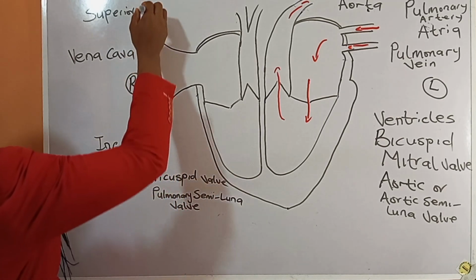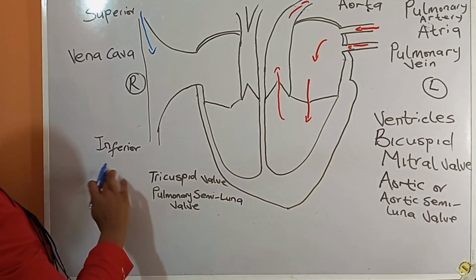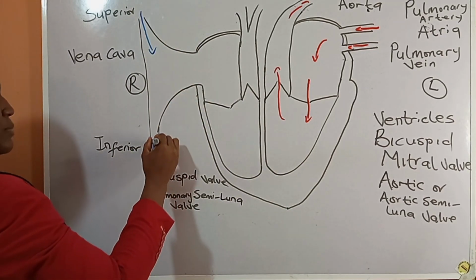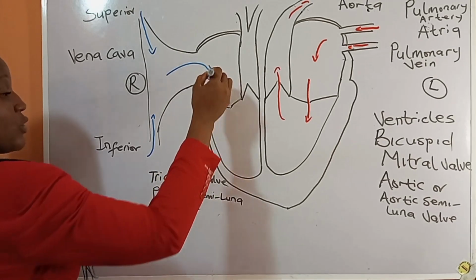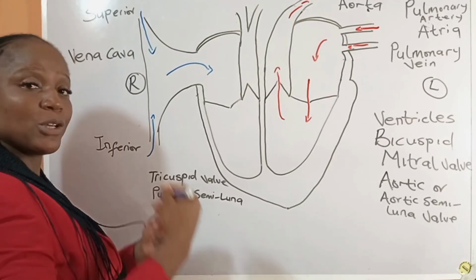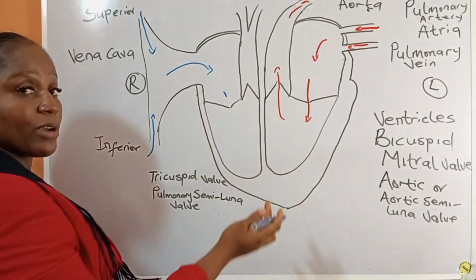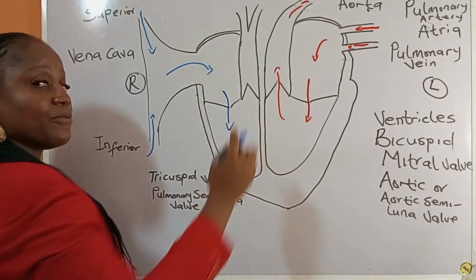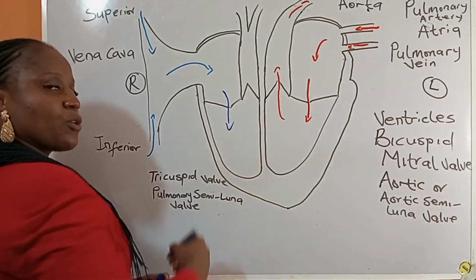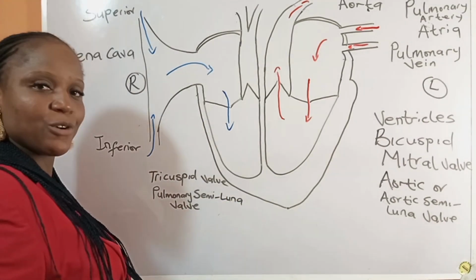The superior vena cava brings blood from the top part of the heart, and the inferior vena cava drains blood from the bottom part of the heart, and then the blood empties. We usually represent the deoxygenated blood with blue color. The blood empties into the right atria, and from there the blood is pushed down through the tricuspid valve into the right ventricle, and then the right ventricle contracts.